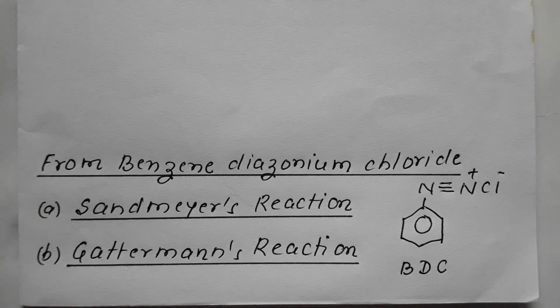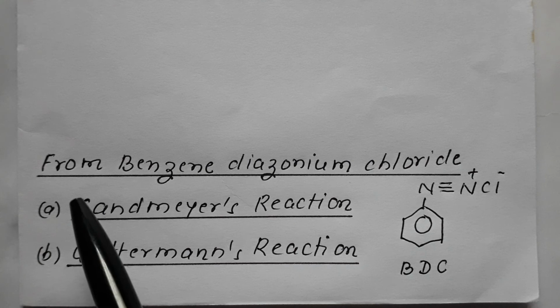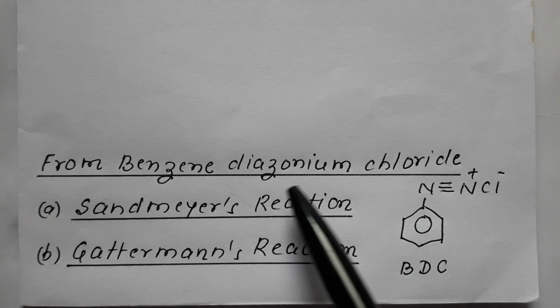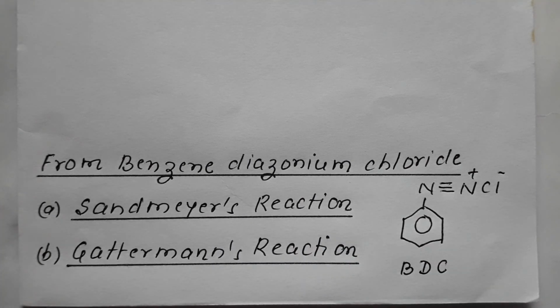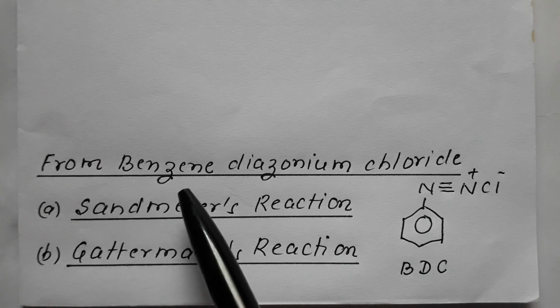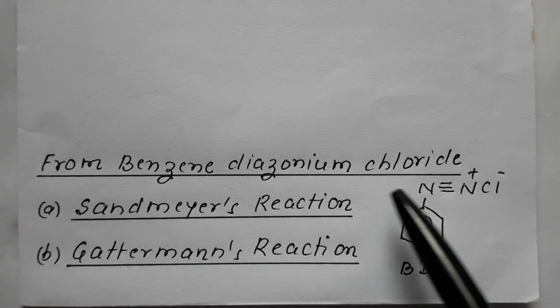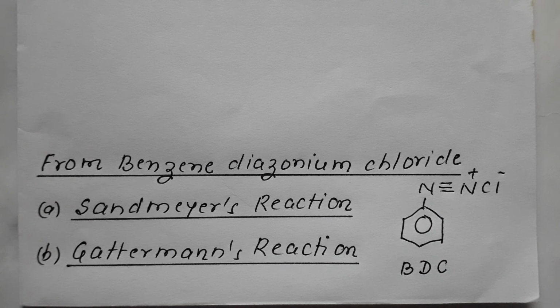Now, one of the very important methods of preparation of haloarene is from benzene diazonium chloride. Haloarene can be prepared using benzene diazonium chloride. Two very important methods utilized are Sandmeyer's reaction and Gattermann's reaction.